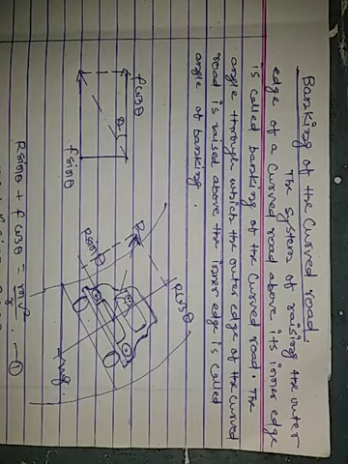The system of raising the outer edge of the curved road above its inner edge is called banking of the curved road. The angle through which the outer edge of the curved road is raised above the inner edge is called the angle of banking.